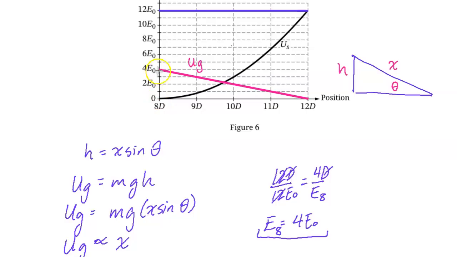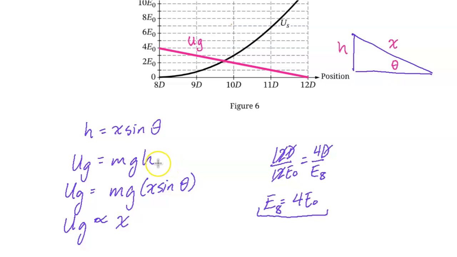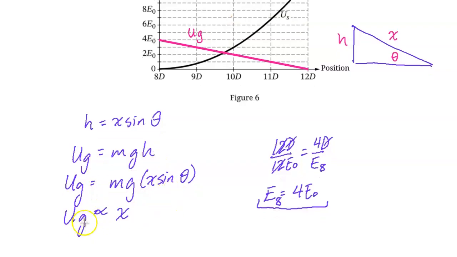So the question is, where is this gravitational potential energy at position 8D? So let's start with our gravitational potential energy equation, which is mgh. And the h, we've shown using this triangle and some trig that the height is equal to what I'm calling the ramp distance, sine theta. And so we're going to substitute that in here. And then from this, we see that the gravitational potential energy is proportional to the ramp distance.